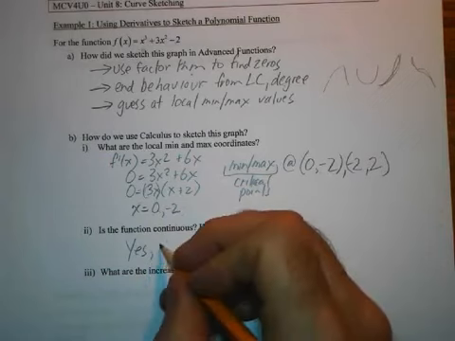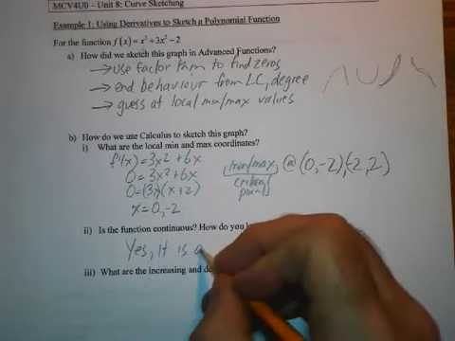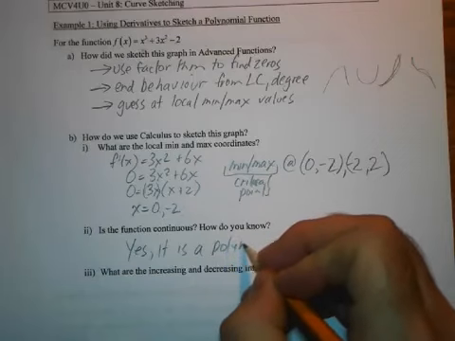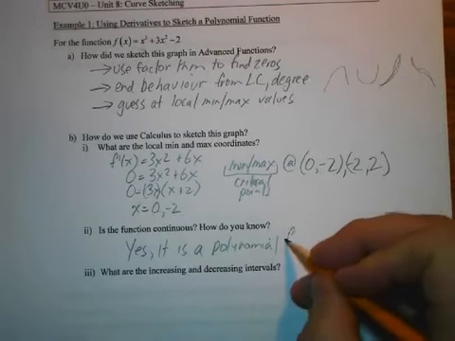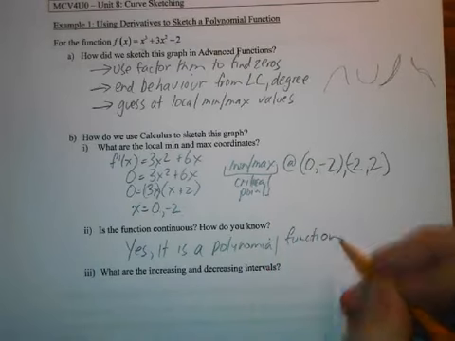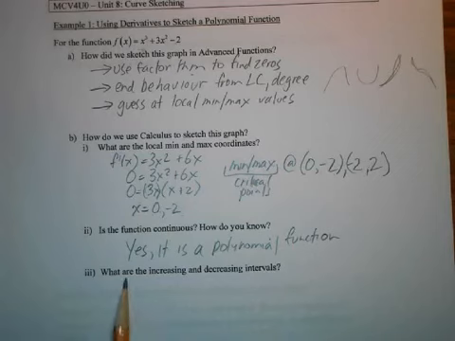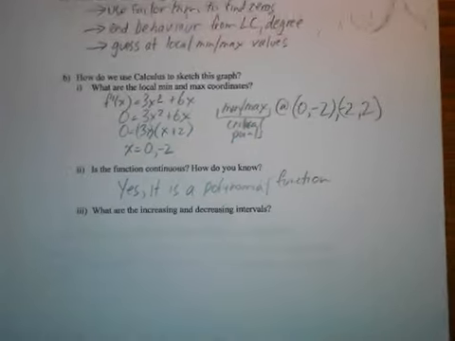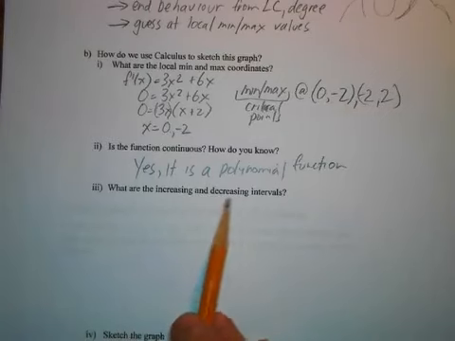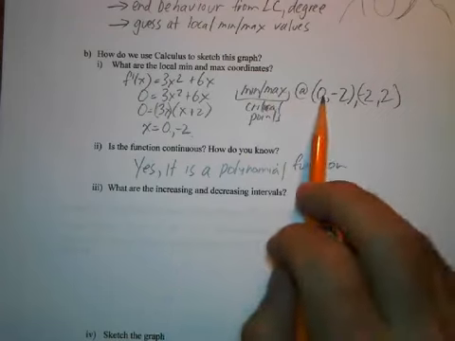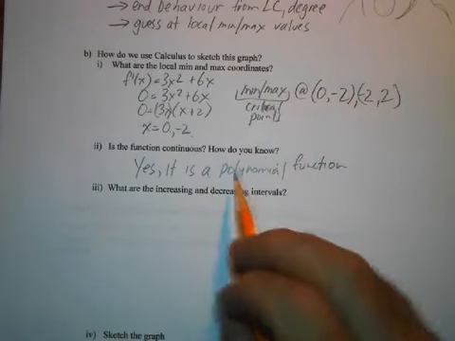So the answer is yes, it is a polynomial function. If it was rational, there would be points where it's not continuous, and you have to watch out for that. Okay, now here's where it gets more interesting, and this is the whole point of this lesson. What are the increasing and decreasing intervals? And from that, once we answer this, we'll be able to tell, are these points local mins or max or neither? And we can do a sketch at the end here.